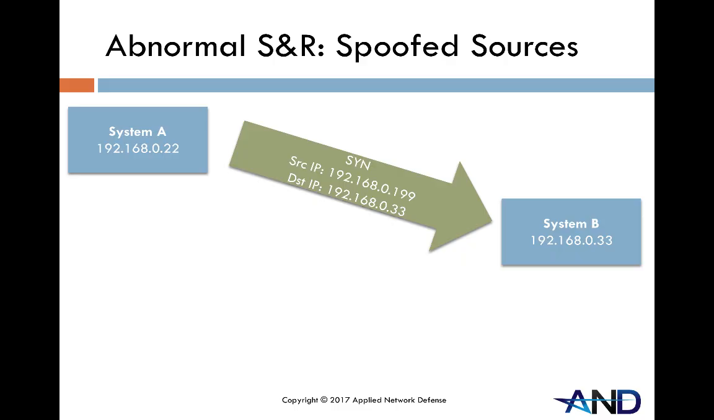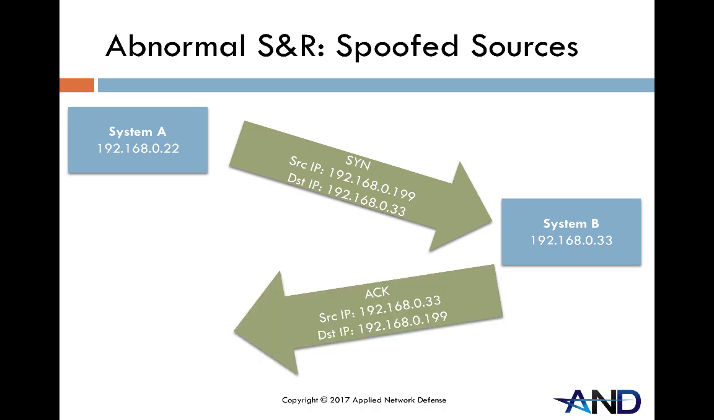Now you notice the destination IP is what you would expect. It's 192.168.0.33, the IP address assigned to System B. However, look at that source IP address, 192.168.0.199. Well, that's not System A. That's not System A at all. So what's going to happen when System A sends this to System B? Well, System B is going to take it and it's going to respond to it. But when it responds, it's actually going to send the data back to System C, which is 192.168.0.199. It's the system that owns that IP address that was in the source address field.